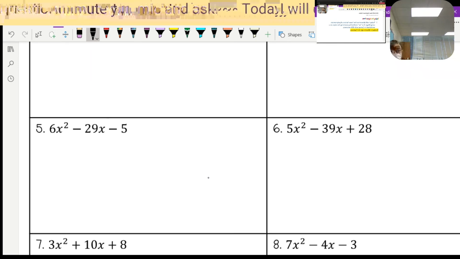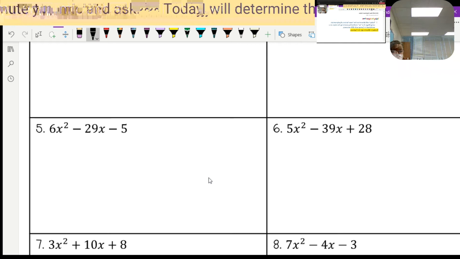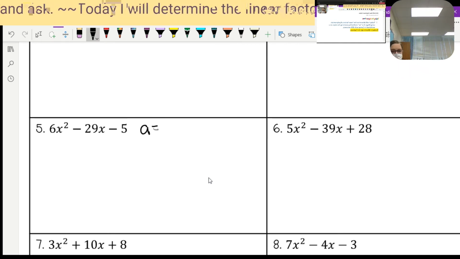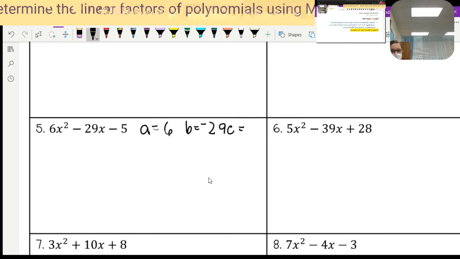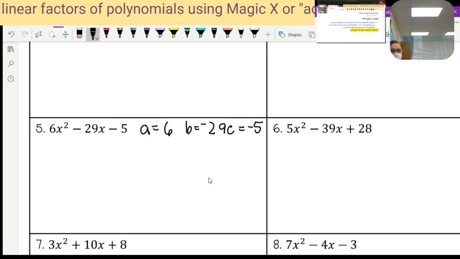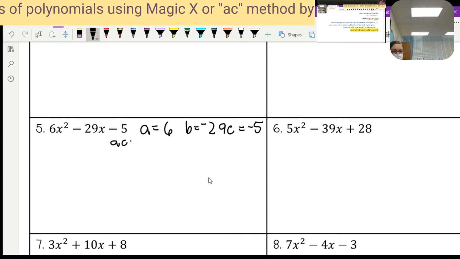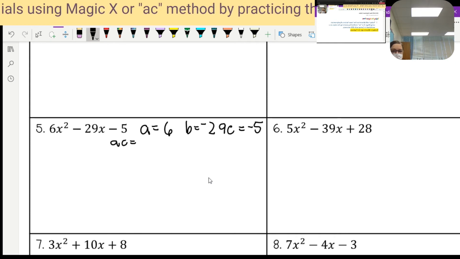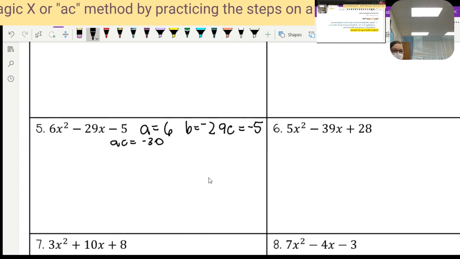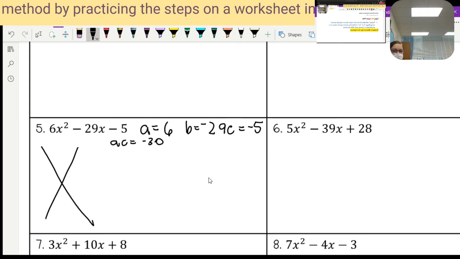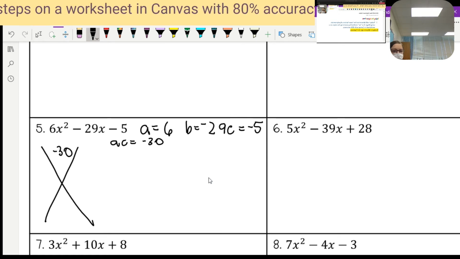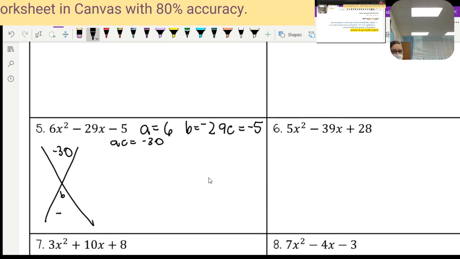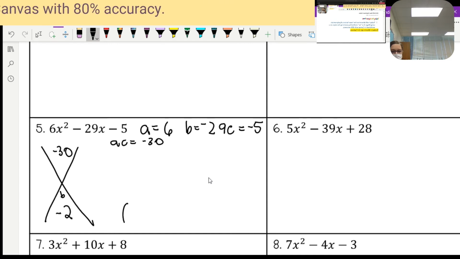Here's one. We'll try another number 5. So A equals 6, B equals -29, and C equals -5. AC equals 6 times -5, which is -30. So on the top we put our AC, that's -30. On the bottom we put B, that's -2. Okay, I'm going to get my parentheses all ready over here.